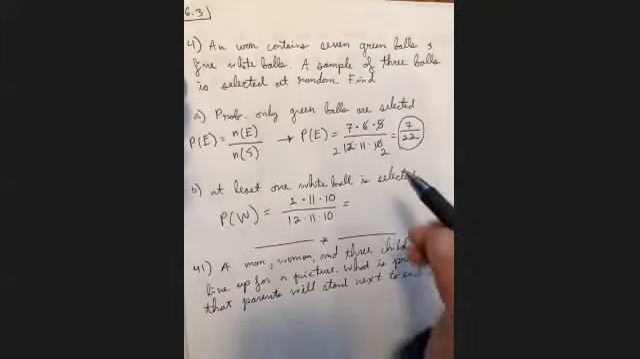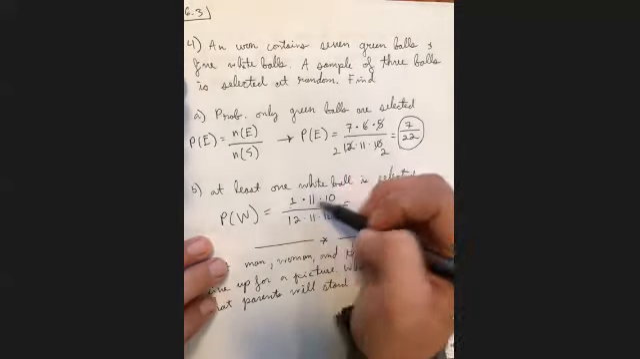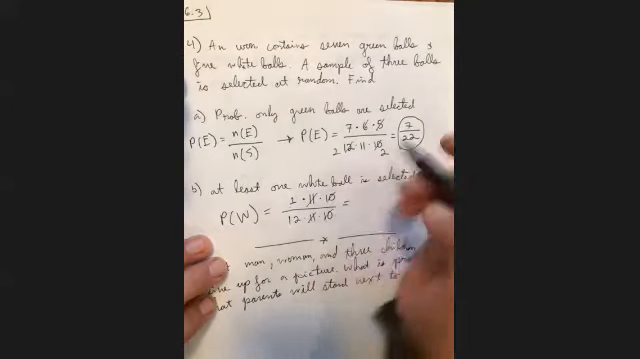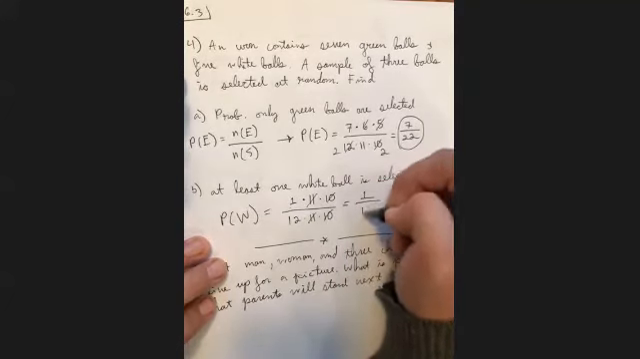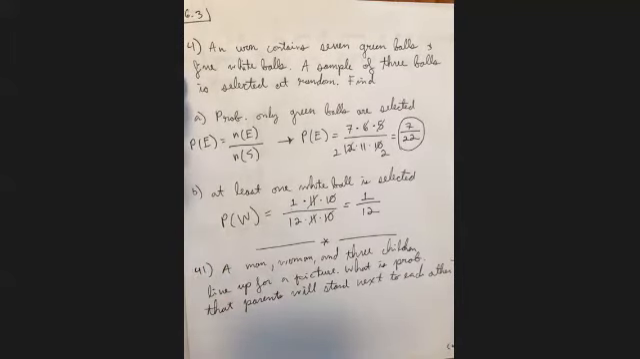So we can see what happens here pretty easily with the math. 11s cancel, 10s cancel, and we get 1/12. So 1 out of 12 ways of having one white ball out of the 3.